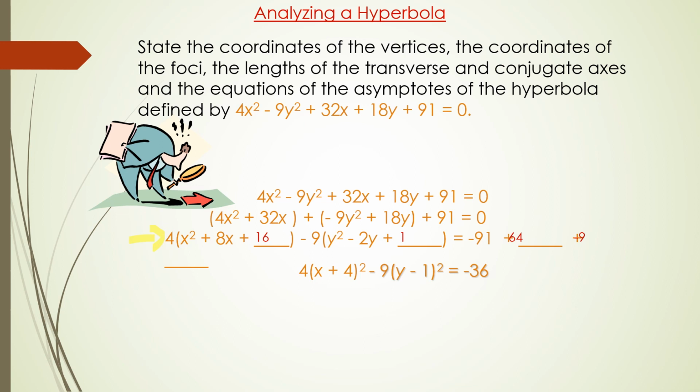Okay? Then combine like terms. So you have, what's the answer here? That's 8x, divided by 2 is 4. Copy the sign of the middle term. And then you also have this one. Copy the sign of the middle term. That is negative 1. So negative 91 plus 64.